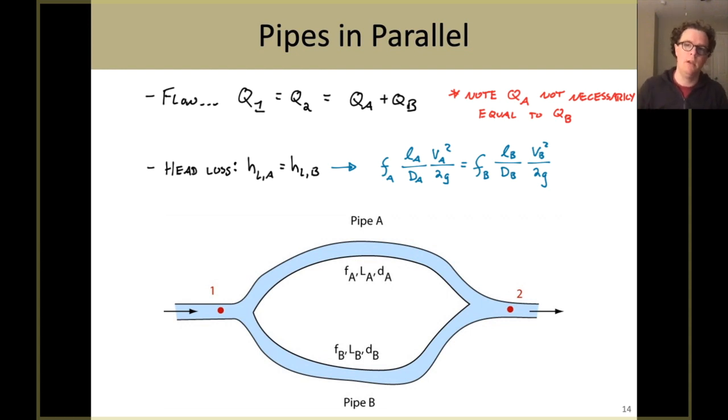So for pipes in series or pipes in parallel, what you want to do is quickly remind yourself what's equal between the pipes. So pipes in series have equal flow, pipes in parallel have equal head loss. If you know what's equal, the other piece of the problem is the thing that is not equal, and you can calculate it.